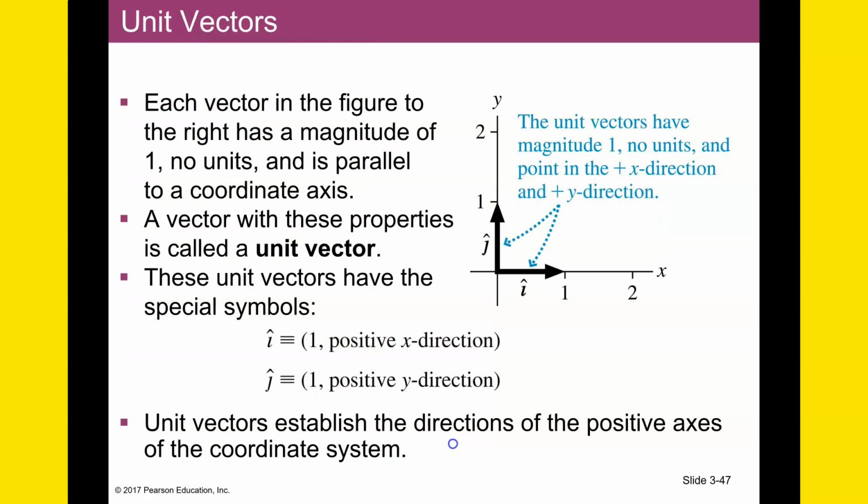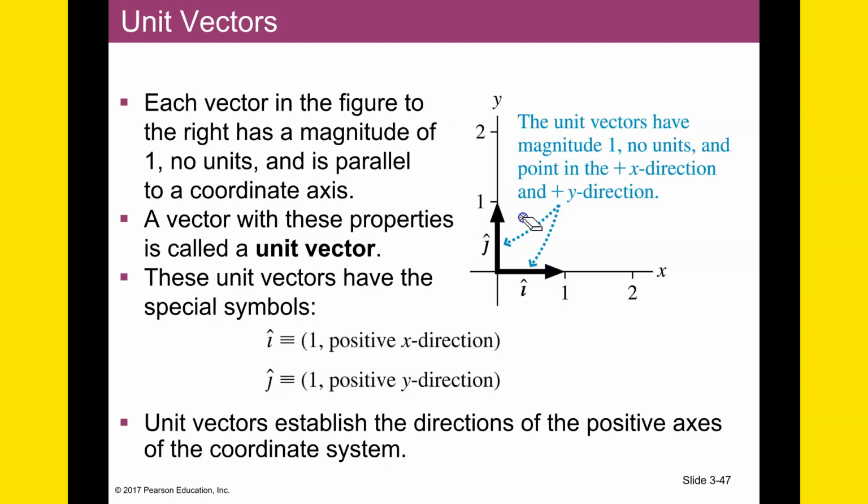All right, unit vectors. Each vector in the figure to the right has a magnitude of 1, no units, and is parallel to a coordinate axis. A vector with these properties is called a unit vector. These unit vectors have special symbols i and j. So i is the unit vector in the positive x direction. j is the unit vector in the positive y direction, and they both have a length of 1.